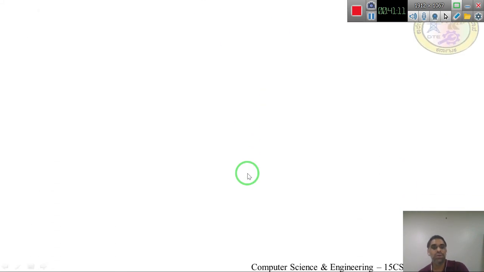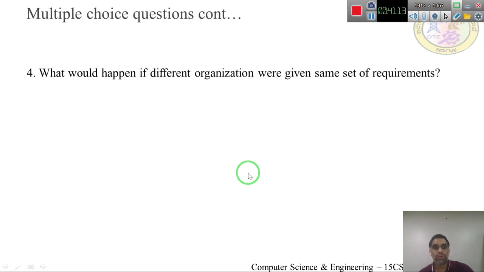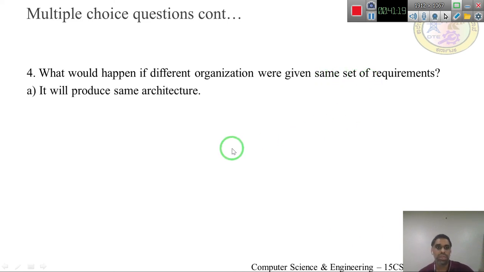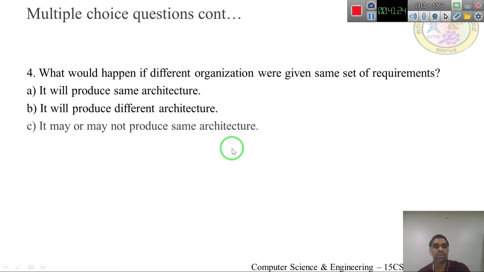So next question, question number 4. What would happen if different organizations were given the same set of requirements? It will produce the same architecture, or it will produce different architecture. Third, it may or may not produce the same architecture, or none of them. So when there is the same set of requirements, what would happen?